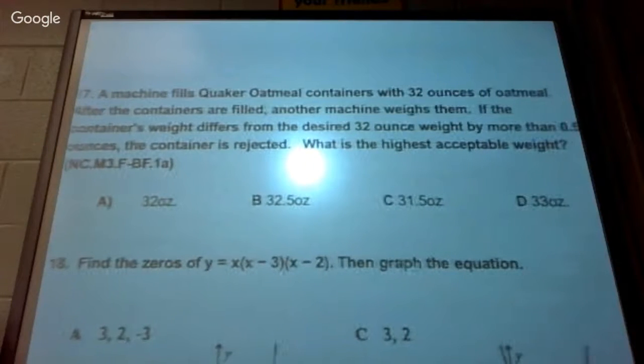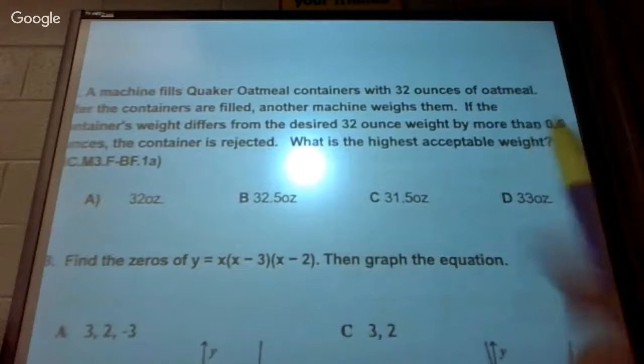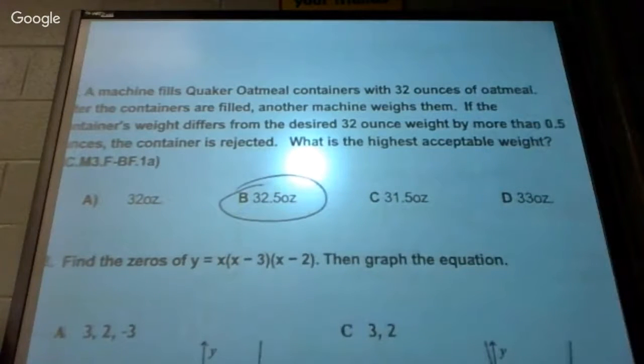It says, what's the highest acceptable weight? It says the desired is 32, but not more than a half. So 32 and a half, B.